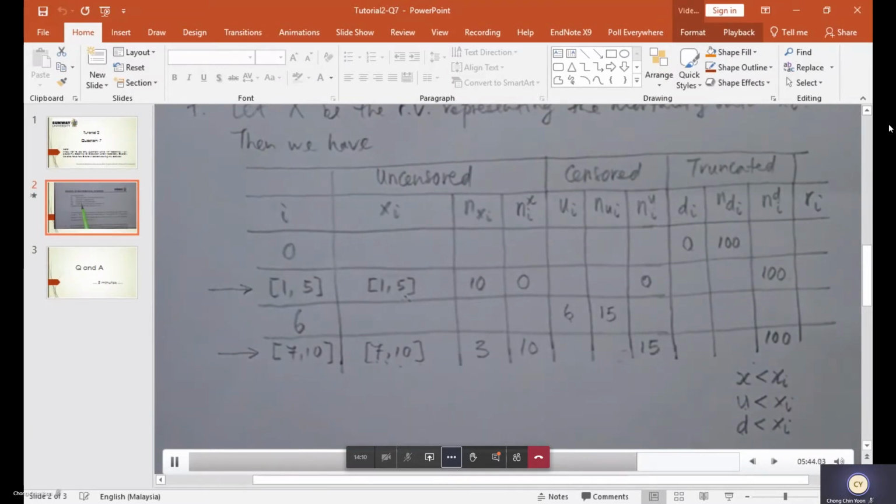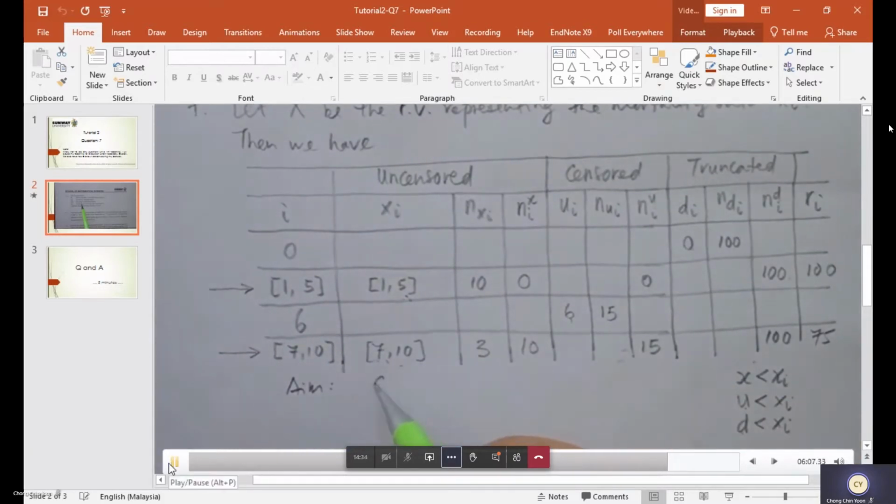So next, I'm going to calculate the R value by taking this minus this and minus this. So I will have 100, 100 minus 15 minus 10, I have 75. So our aim for this question is to find the survival at 10 by using the Kaplan-Meier method.